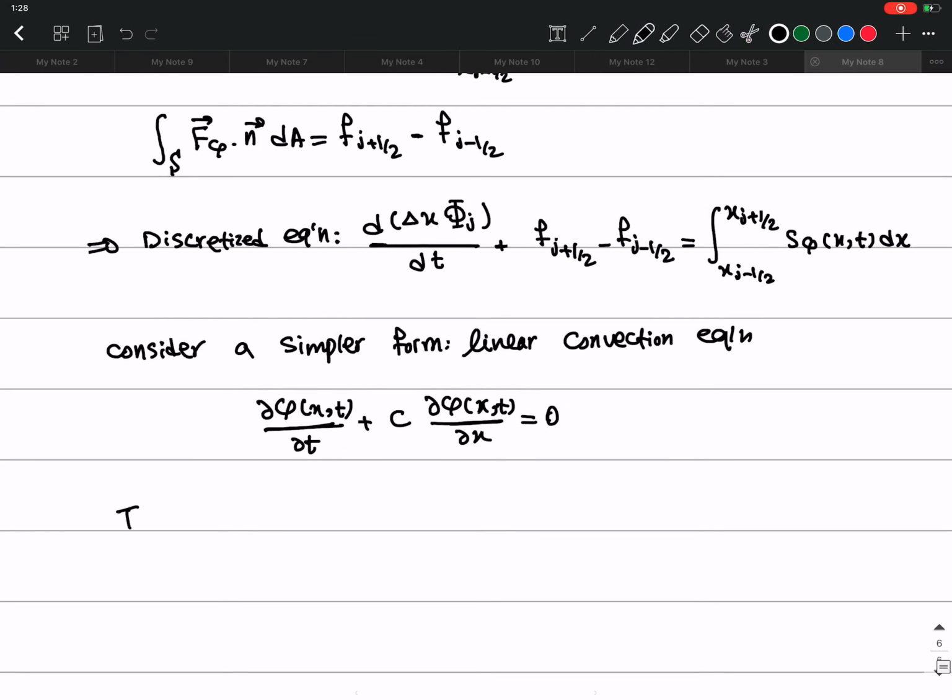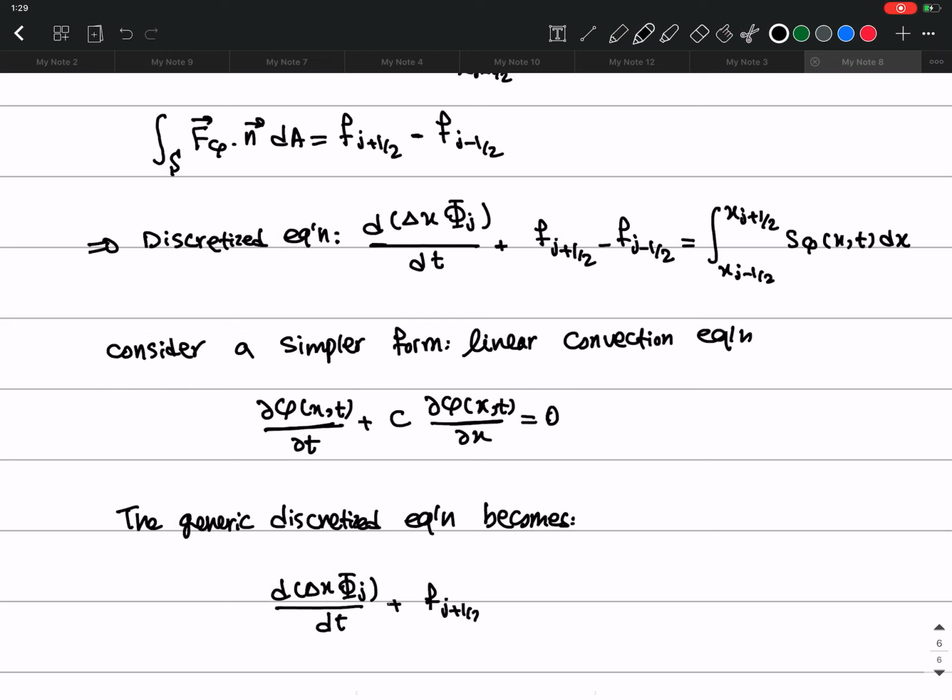So for this one, the generic discretized equation becomes d delta x phi bar j over dt plus f j plus 1/2 minus f j minus 1/2 equals 0. We don't have any source term or sink term, right?